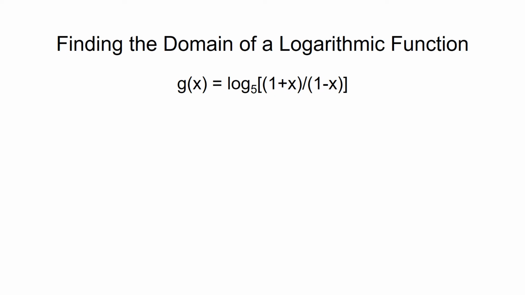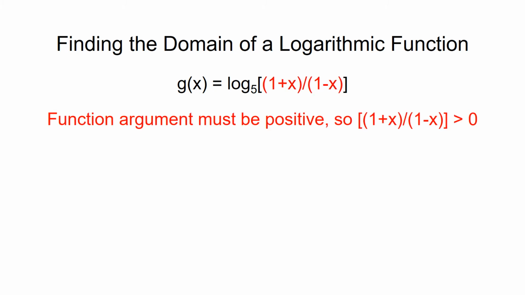If we have a more complicated function like g of x in this case, which is log base 5 of a ratio, in the numerator 1 plus x, in the denominator 1 minus x, then we have to keep in mind that again the argument for the function has to be positive. So that means that 1 plus x divided by 1 minus x has to be greater than 0. Now, there are two ways that this can be true.